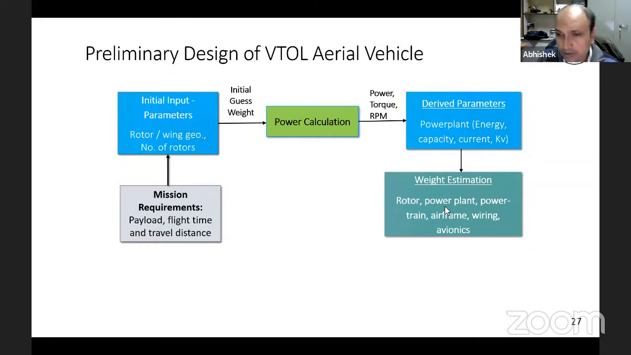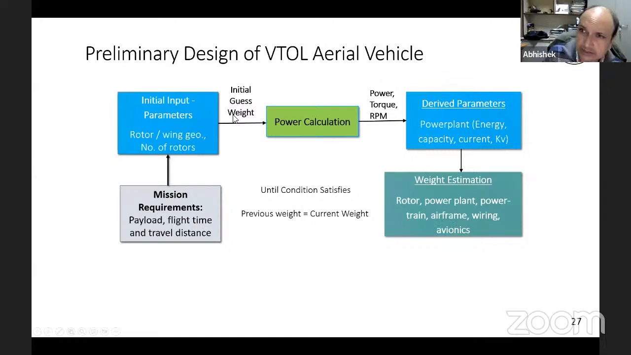and then finally be added together. And then with this total added weight, we have to see where you stand in comparison to the initial guess that you had made regarding the weight. So when you compare and see if this is actually close enough to what you guessed initially, then you say, okay, fine, I have come up with a design. But if it is not the case, then whatever new weight I have gotten, I will use the same weight and redo the entire power calculation. And this keeps going on iteratively.